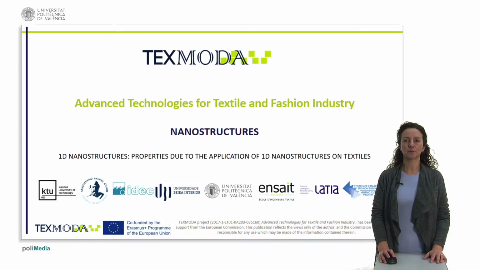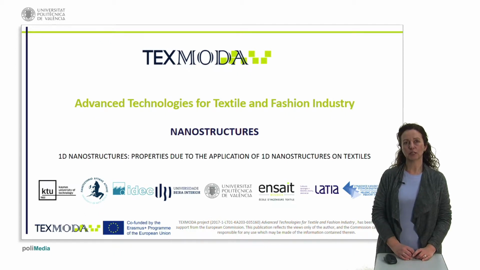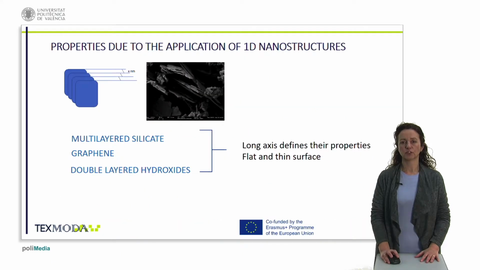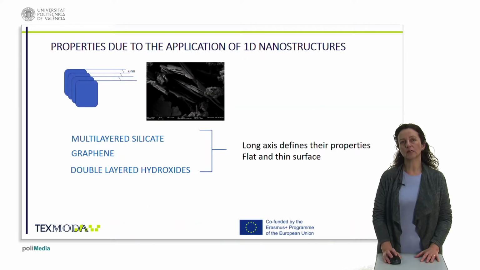Hello everybody, welcome to this lesson, and we are going to continue with the one-dimension nanostructures explanation. In this case we are going to focus on the properties that this kind of materials can confer to the textiles. Okay, so if we move to this slide, we can observe that we have defined three kinds of one-dimension nanostructures that are used on textiles.